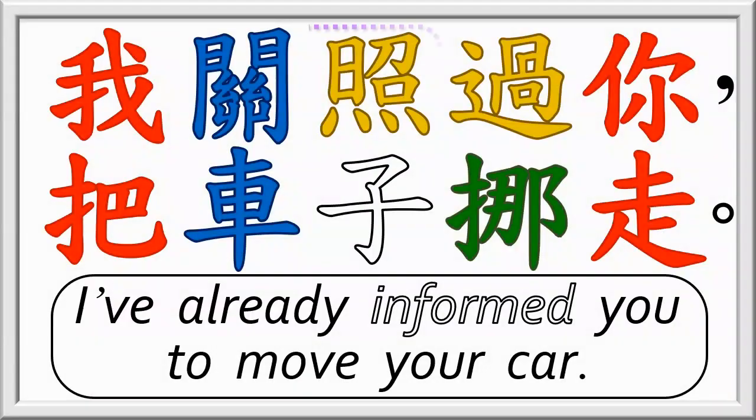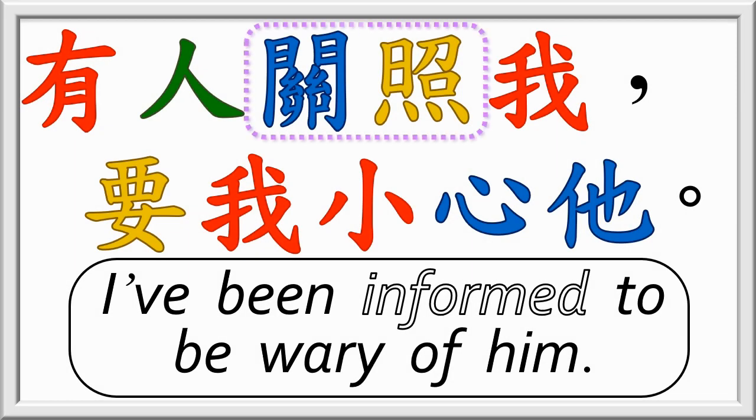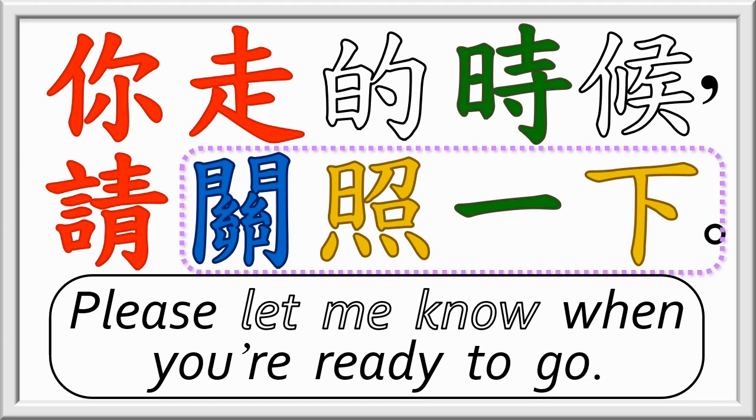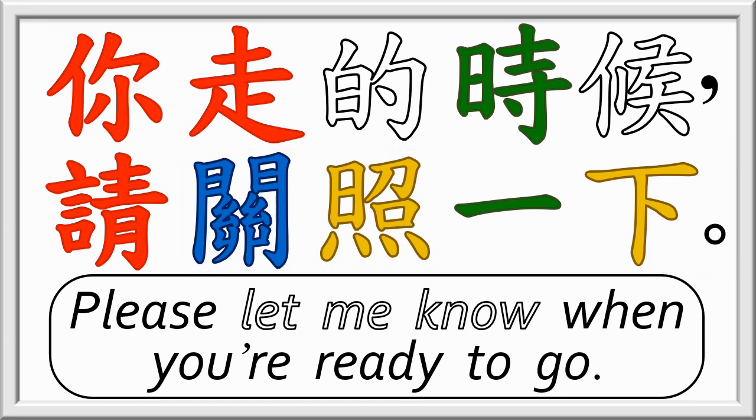A second meaning of 关照 is to notify someone verbally. You can tell from the context which meaning is intended. 我关照过你把车子挪走。I've already informed you to move your car. 有人关照我，要我小心他。I've been told to be wary of him. 你走的时候，请关照一下。Please let me know when you're ready to go.